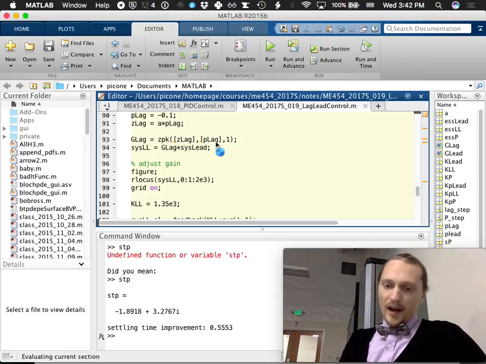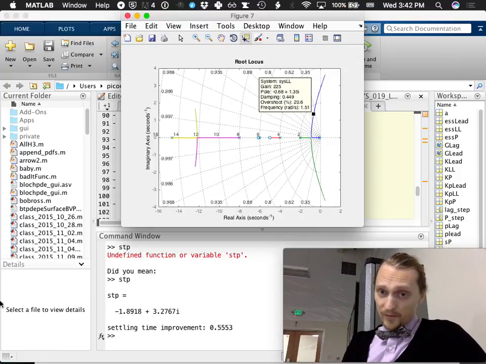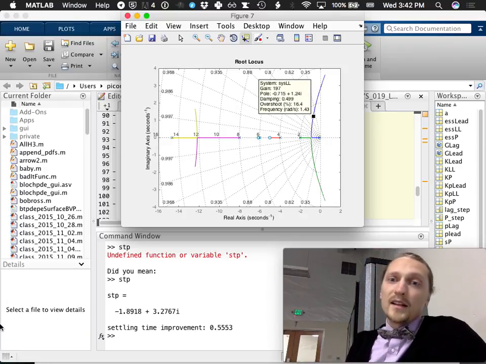And it means that we have to change what our gain is significantly. So our gain needs to be somewhere around like 197 or something like that, right?